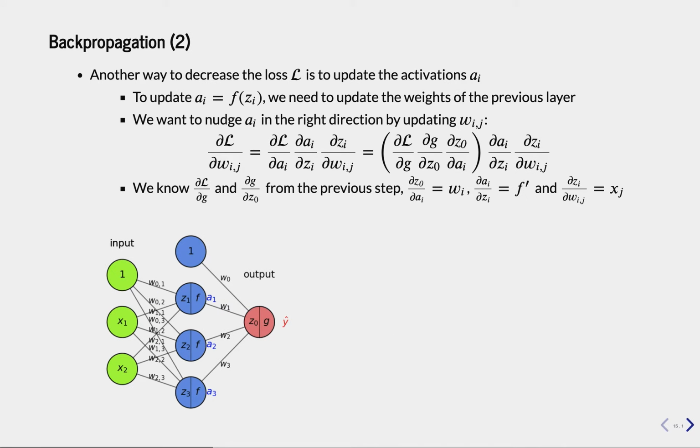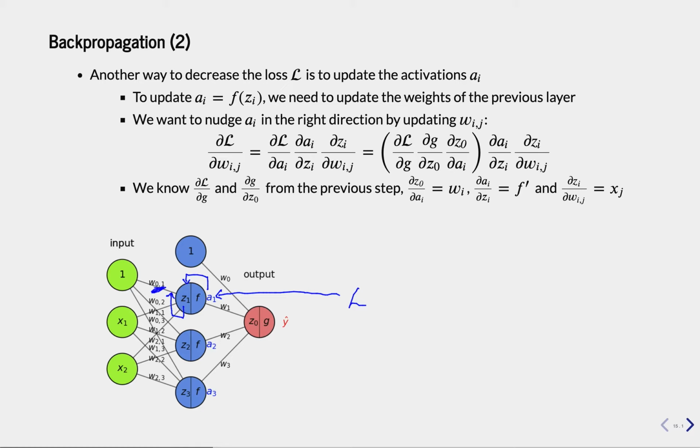So now we have our loss L, and we want to compute this with respect to this weight here, W01. This means that we first of all have to compute the derivative of the loss with respect to A1. And then we compute the derivative of A1 with respect to Z1, and then Z1 with respect to W01.